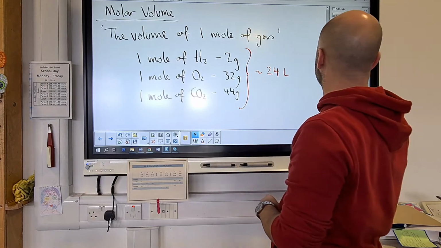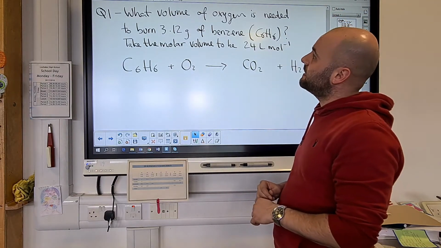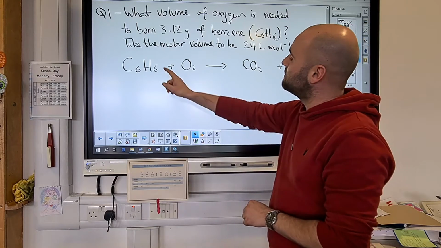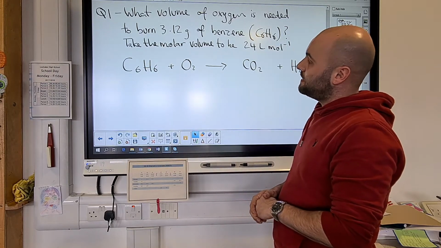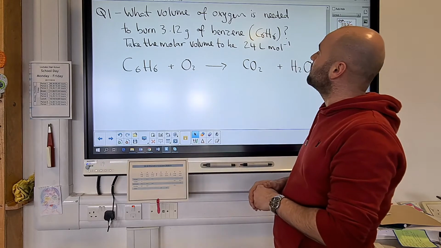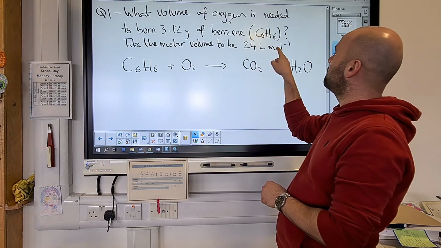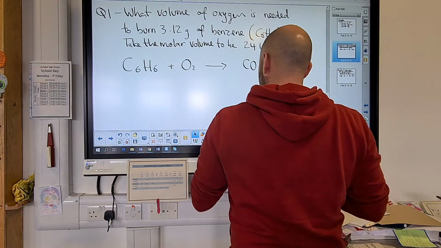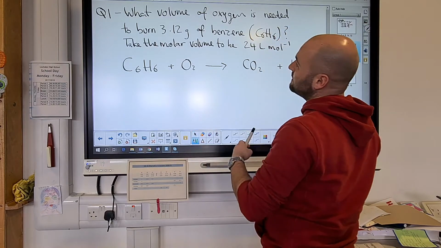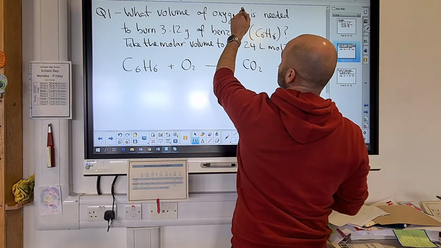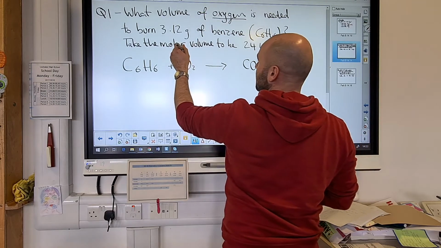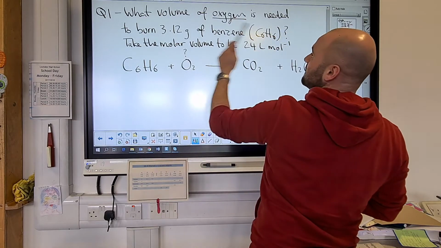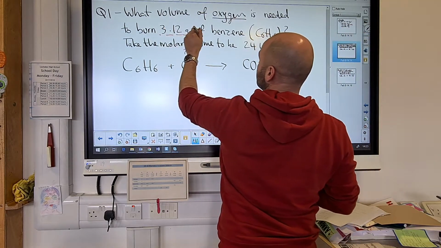So the first one that we're going to look at is we're going to try and calculate what volume of oxygen is needed to burn 3.12 grams of benzene. And this time, as I was saying previously, take the molar volume to be 24 litres per mole. This time it very much is 24 litres. So the thing we're interested in is that it's asking us to calculate the volume of oxygen. So this is something that we definitely need to be interested in. It is needed to burn 3.12 grams of benzene.